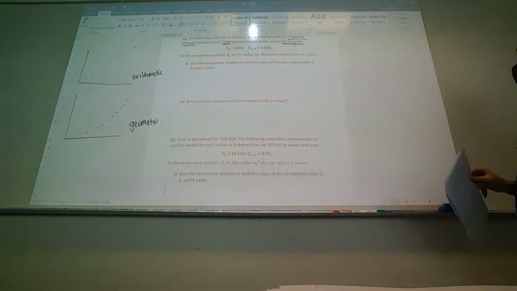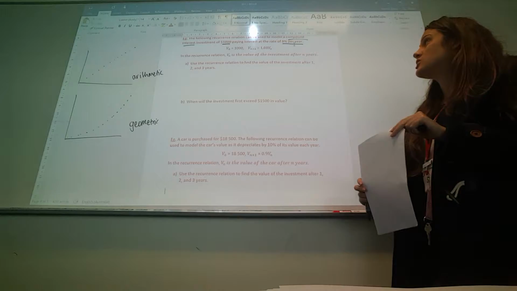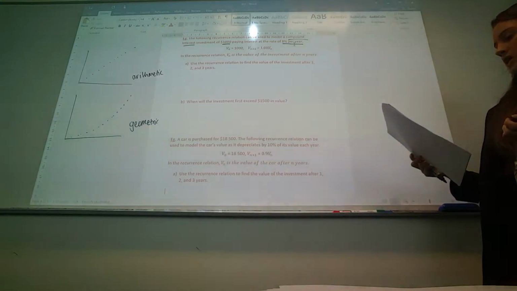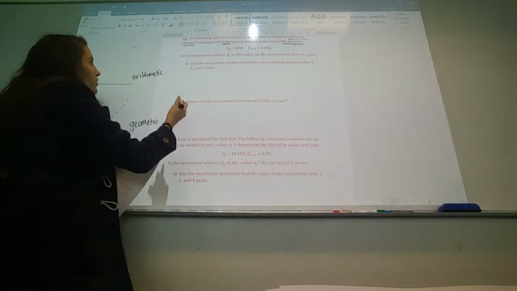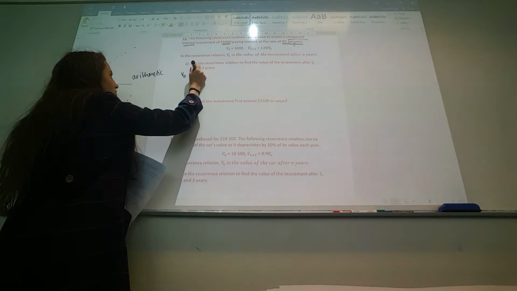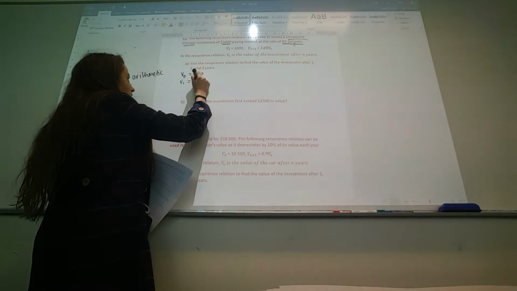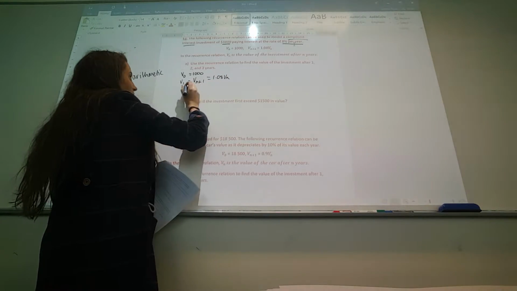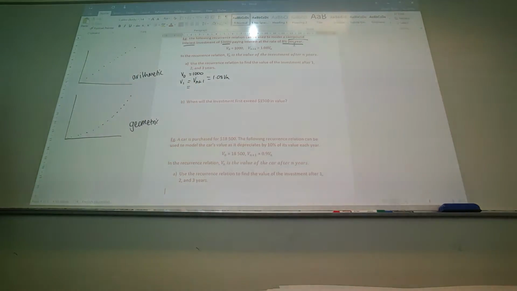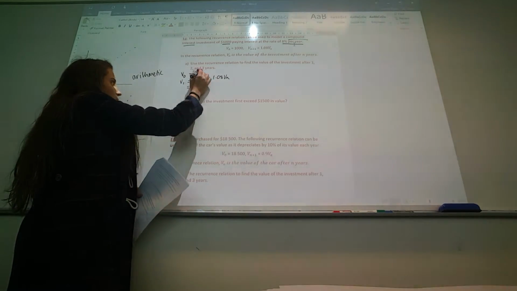Okay, so in the recurrence relation, Vn is the value of the investment after n years. Use the recurrence relation to find the value of the investment after 1, 2, and 3 years. So we know that our V0 is 1,000 and for V1 we're going to start with our equation, Vn+1 = 1.08 Vn. What's my n going to be that I'm going to sub in? 0. Why is it going to be 0? Yep, good, because it's the previous one that we've used.